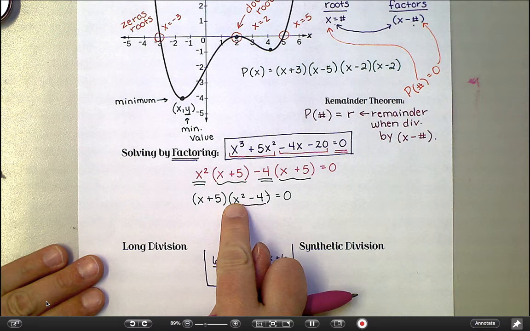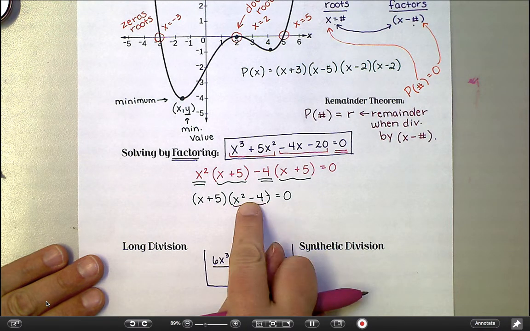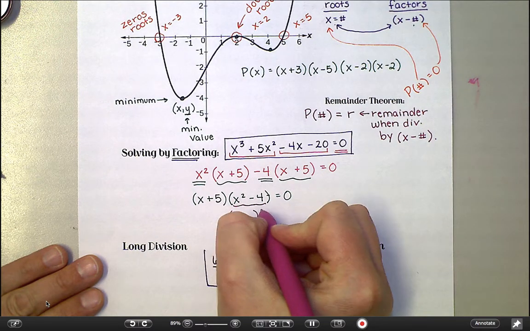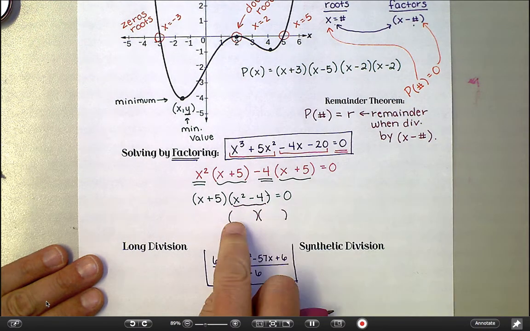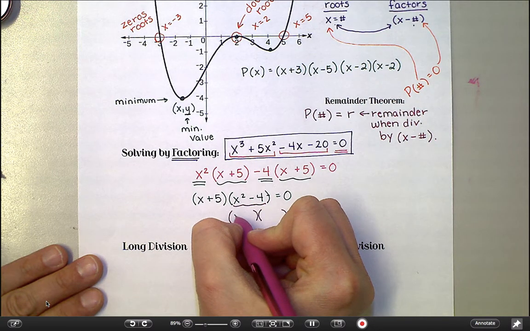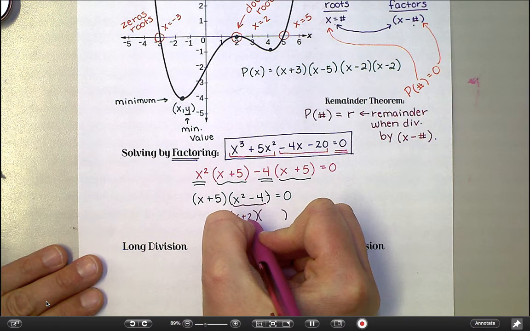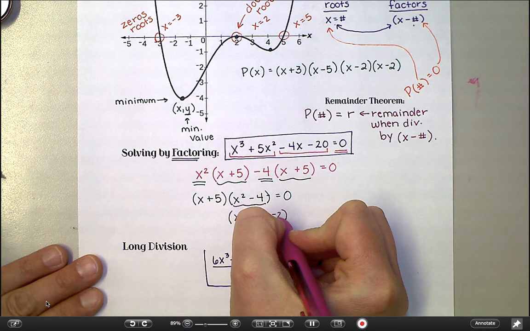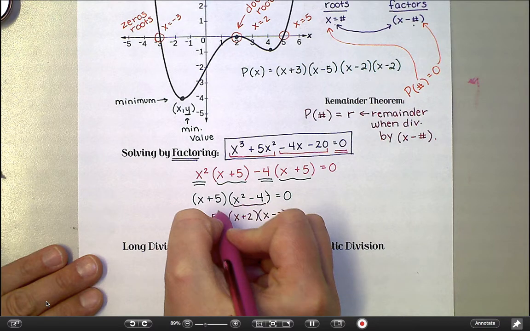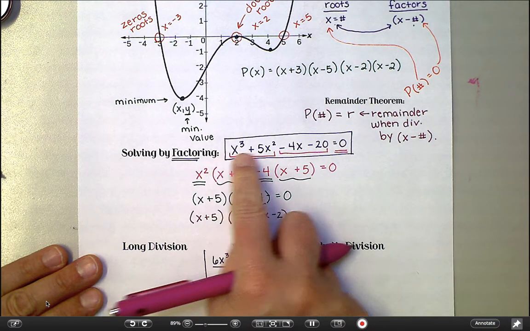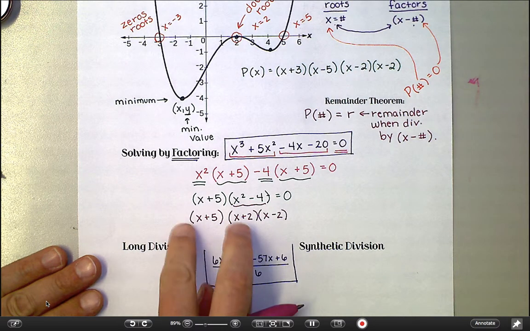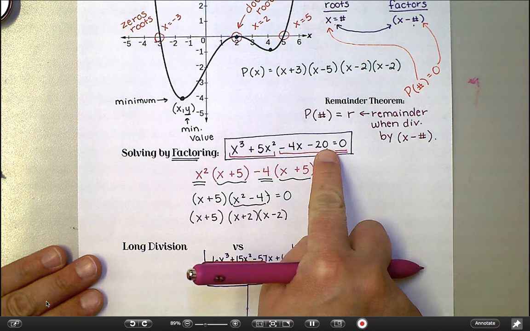Anytime you've got a perfect square here and a perfect square here with subtraction in the middle, you can split this by doing the square root of each of those pieces, and one of your factors will be a plus and one will be a minus. So this will be an x plus 2, x minus 2, and then I still have my x plus 5 sitting here. So I've taken this cubic polynomial and split it into 3 factors. If I multiplied these 3 things back together, it would give me this.